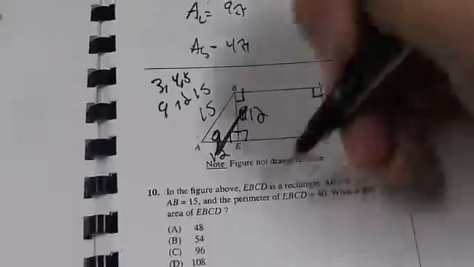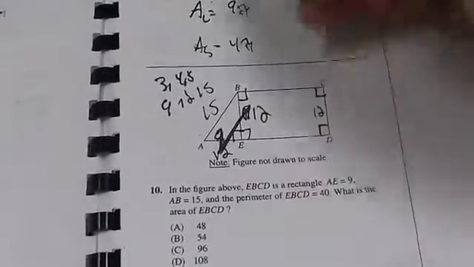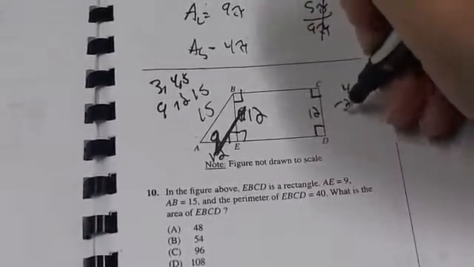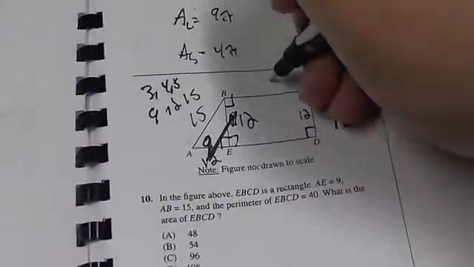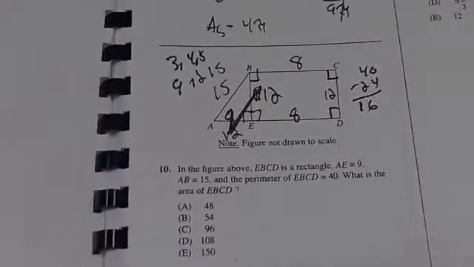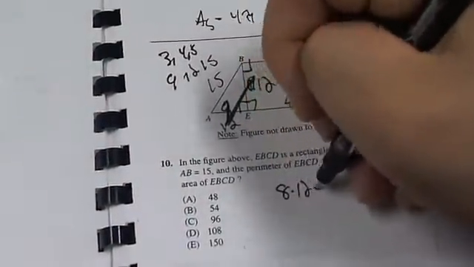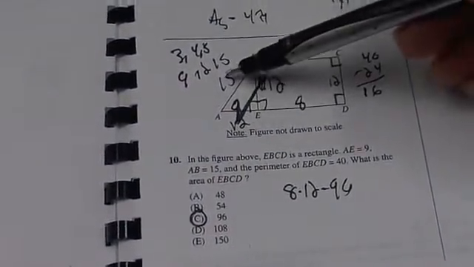So this is 12. So it says the perimeter is 40. Alright, so this is 12, this is also 12. So total right now you have 24. So 40 minus 24 is 16. Alright, so these two sides have to equal 16, which means they are 8. So what is the area? So 8 times 12 gives you 96.